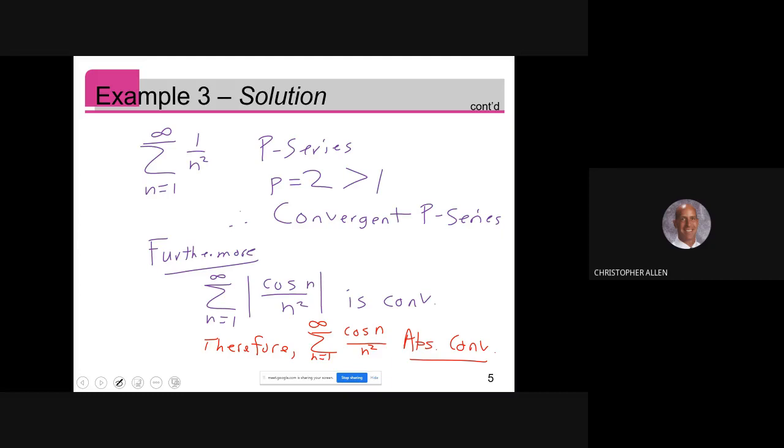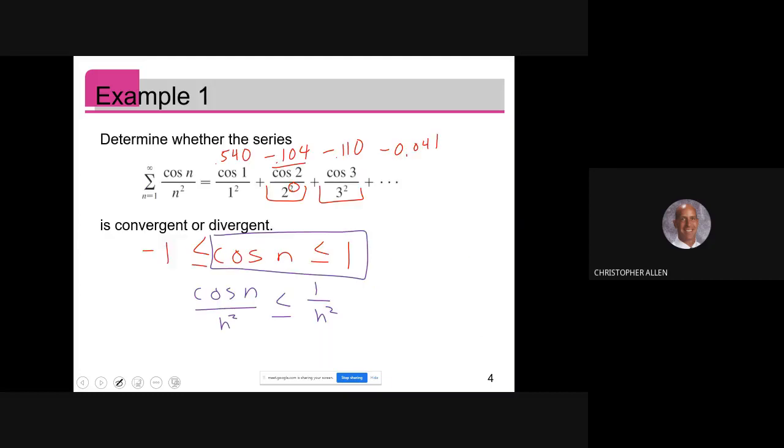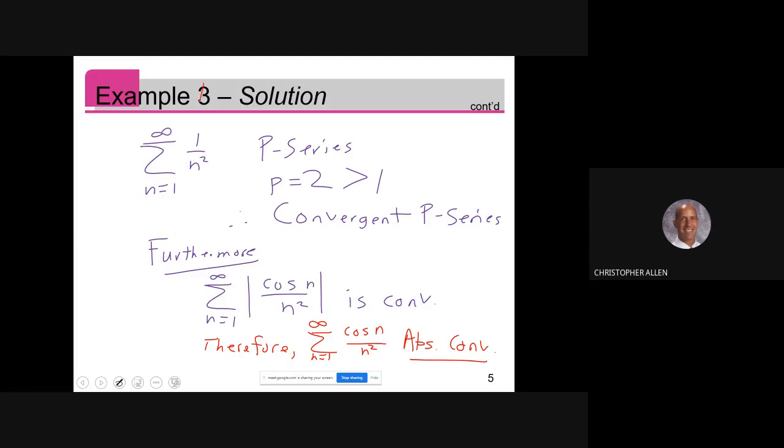Now, guys, I just threw this example in here. I put example 3. That should be example 1. Sorry.